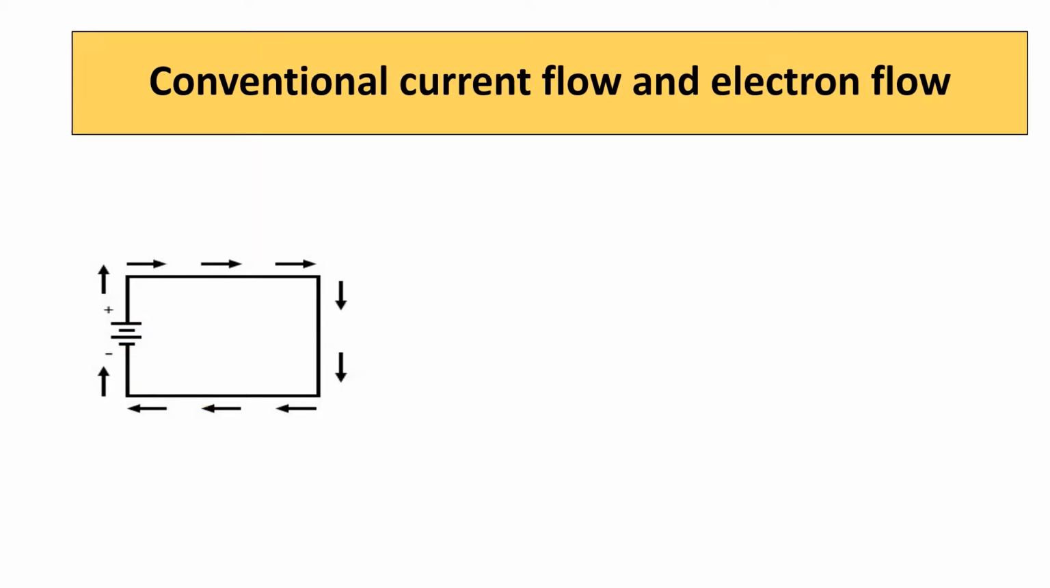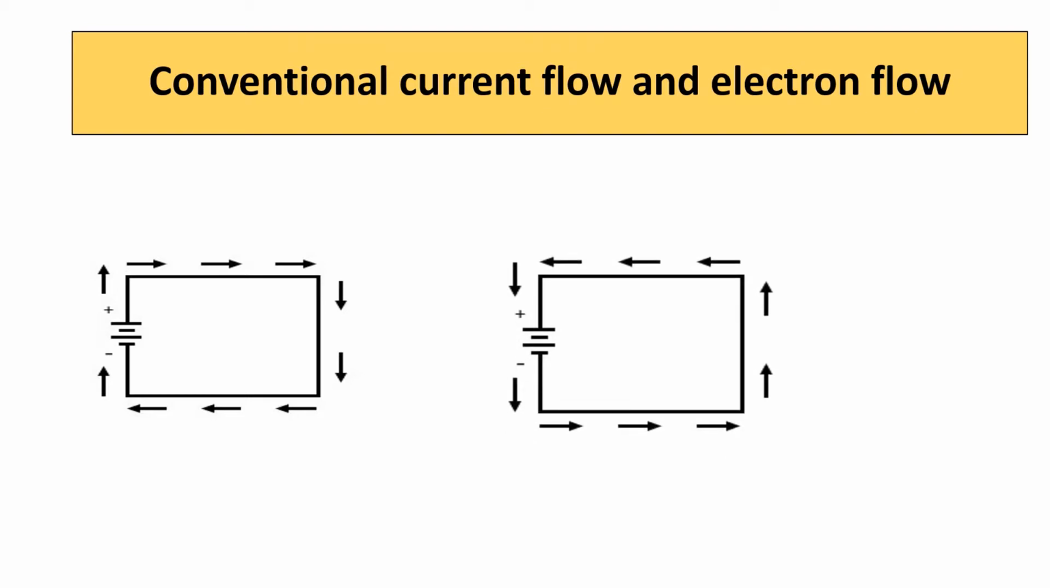Then what is electron flow? Electron flow is actually the opposite way. The electrons flow from the negative terminal like this towards the positive terminal of the battery. This is the electron flow. But still we follow this conventional current flow.